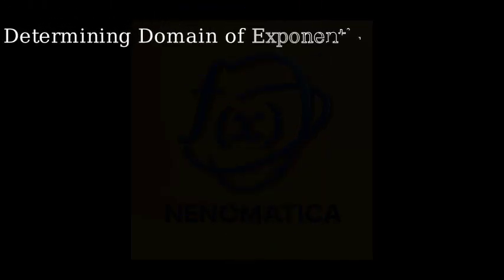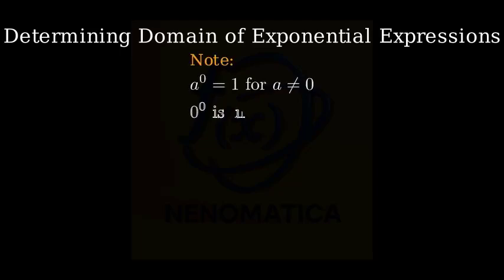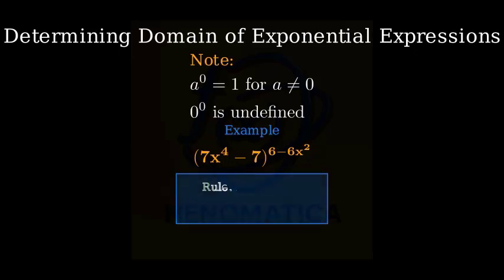In this video, we'll explore the concept of exponential expressions and determining their domain. Let's start with an important note about 0 to the power of 0. When it equals 0, the expression a to the power of 0 is undefined. Let's consider our example. We have the expression 7x to the power of 4 minus 7 raised to the power of 6 minus 6x squared. For what values of x is this expression defined?